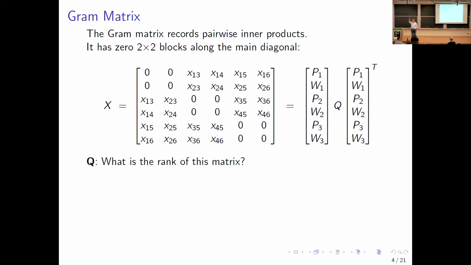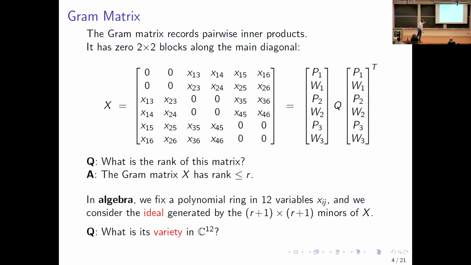So here you have a 6 by r matrix times an r by r matrix times an r by 6 matrix, then this matrix has rank at most r, okay? And r is less than 6. Very good. So this is also called the Gram matrix.